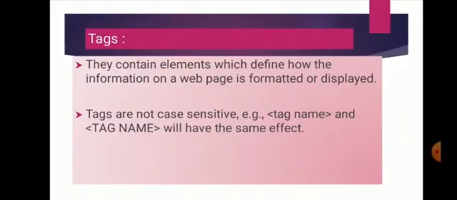Now, tags, elements and attributes are the codes that create the HTML. So first, what are tags? Tags are the building blocks of a web page. They contain the elements which define how the information on a web page is formatted or displayed. You can use them not only for text, but also for images, links, and lists. This we will also use. The tags do not appear in the browser window. They only affect the display of the text. Okay, they will not be shown on the browser. They will only decide the sequence of your text.